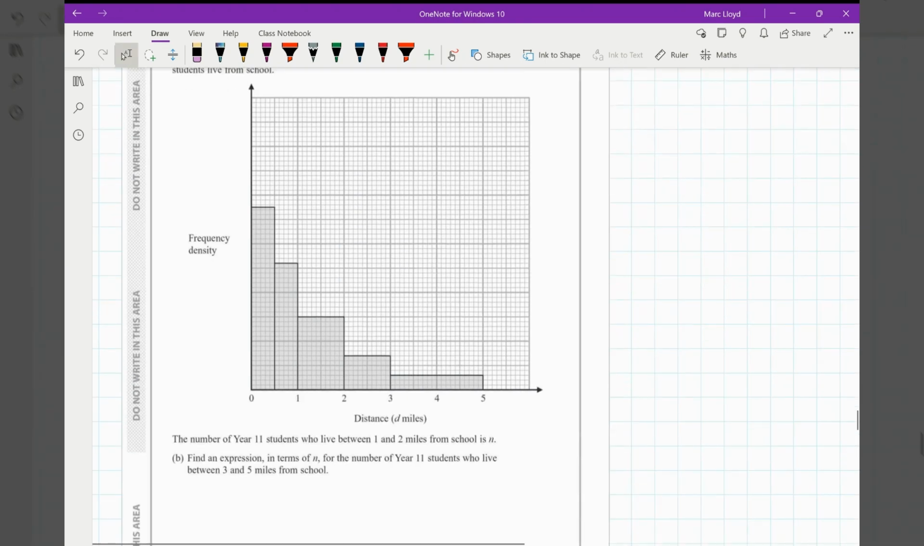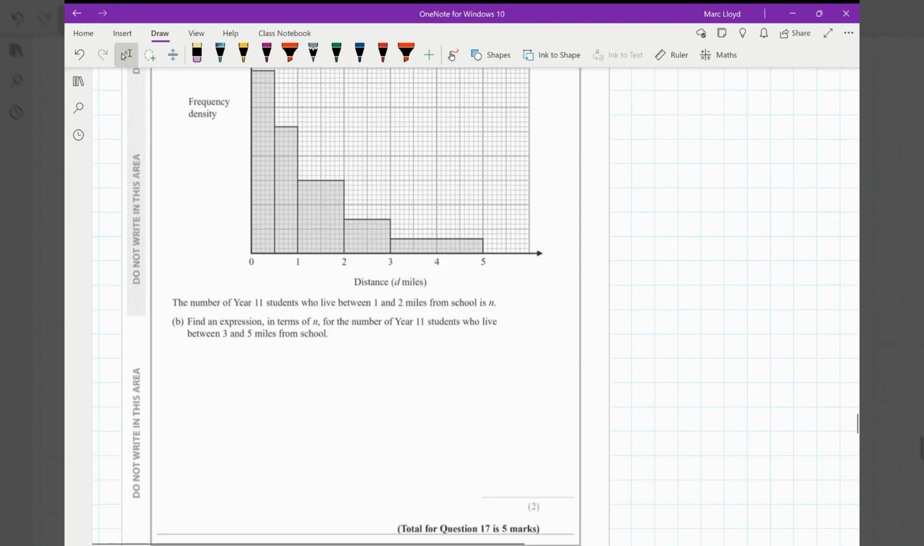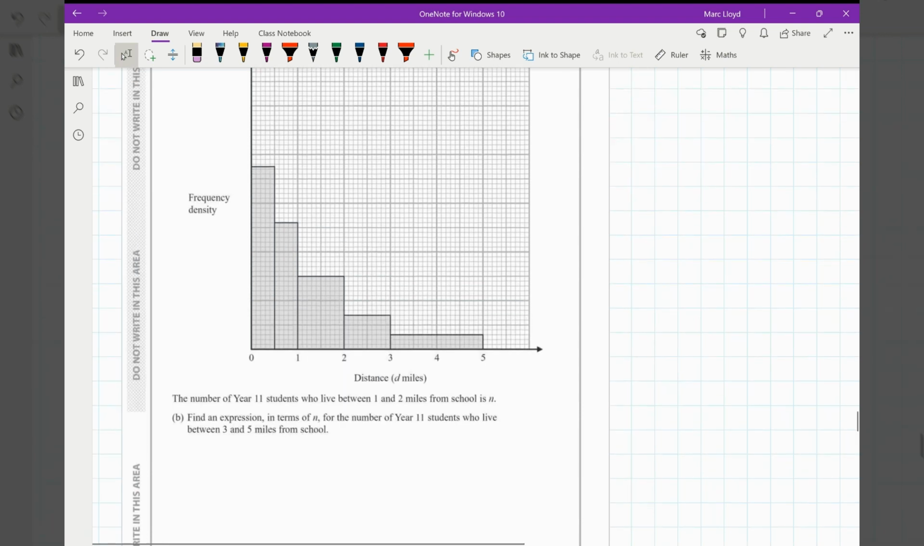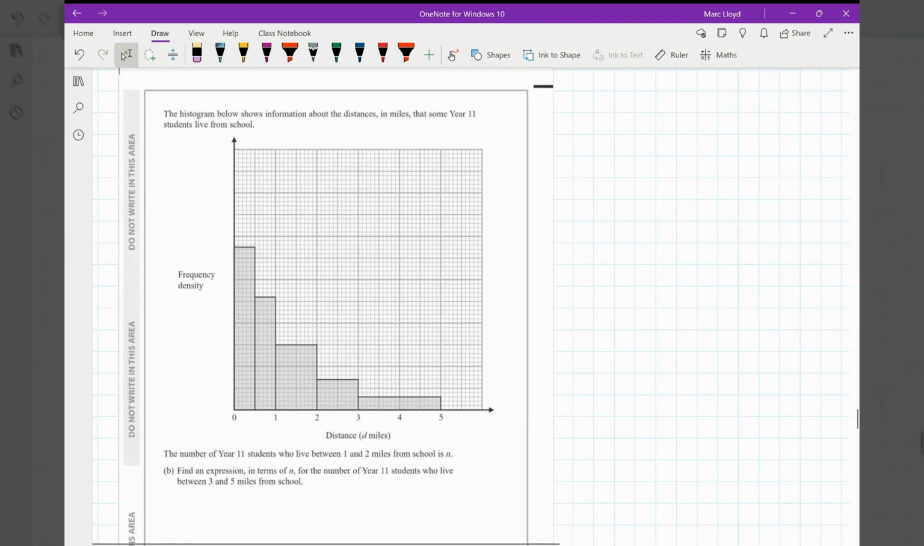Oh, yep, another histogram. Find an expression in terms of n for the number of Year 11 students who live between 3 and 5 miles from the school. Okay. The histogram shows information about distances in miles that some of the Year 11 students live from school. The number of Year 11 students who live between 1 and 2 miles from the school is n.